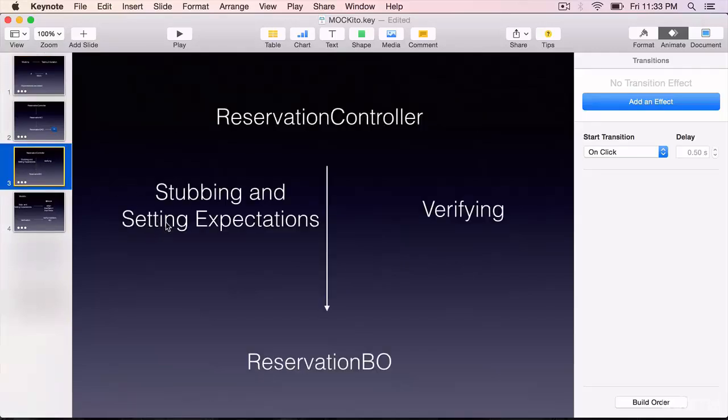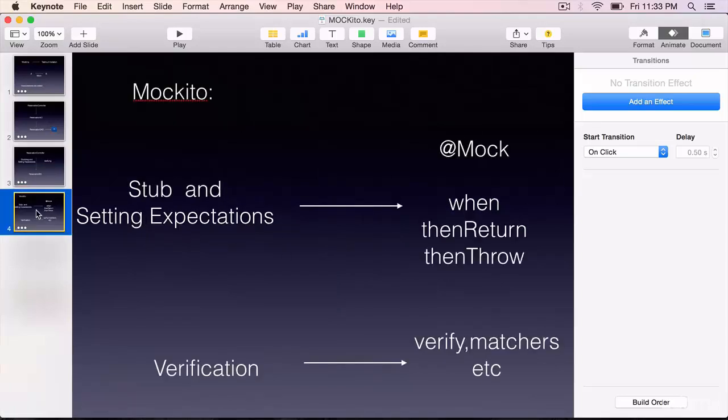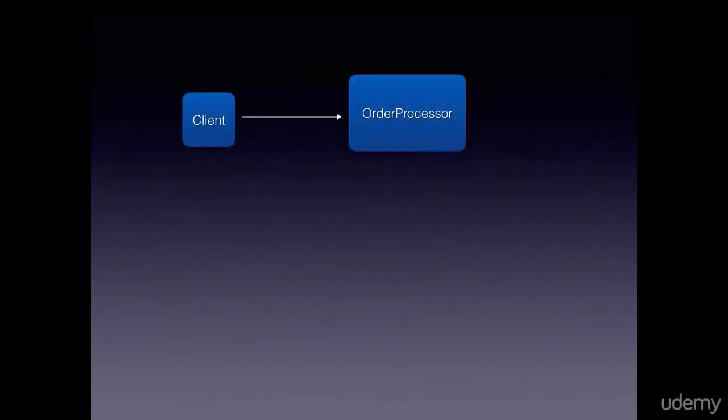One is stubbing out, then setting expectations and verifying it. Mockito is a very popular mocking framework that gives us the API to do those three, that is stubbing, setting expectations, and verifying. In this lecture, I will explain the order processing use case which you will be developing and testing in the next few lectures.